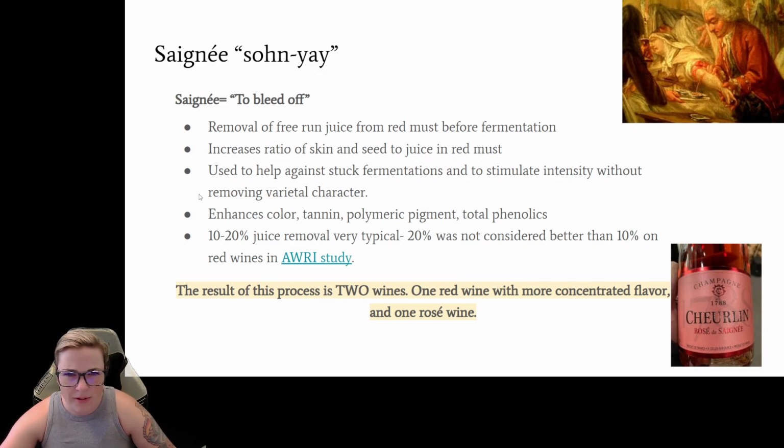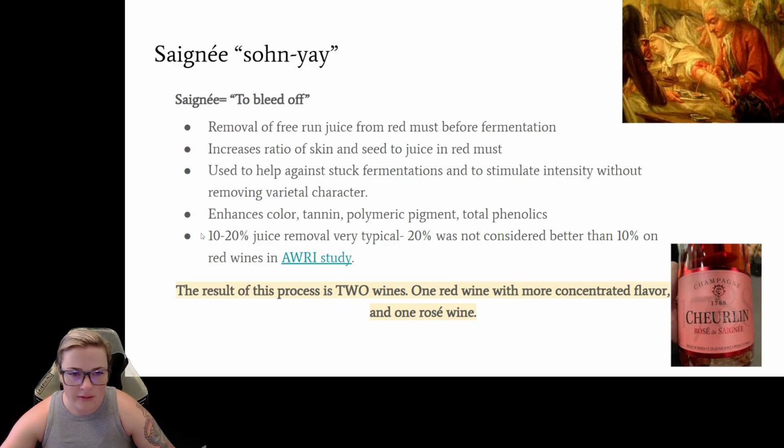You don't need to worry about that. That's really more of a winemaking conversation, this part here. But something you do need to know is that when you remove that juice, it helps to enhance the color, tannin, pigment, and like total flavors, right? Again, sorry, this is like the slide from the winemaking class, so this is a little too much information. If you would like to know, 10 to 20% juice removal is very typical.